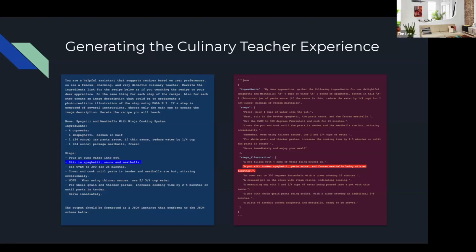So we see here, for instance, I don't know if it's easy for people to see, probably people watching this is going to be better, but one of the instructions was just stir in spaghetti sauce meatballs. If you just give that to DALL-E, it doesn't know how to draw that, but then you can see that the actual instruction that we sent to DALL-E 3 was a pot with broken spaghetti, pasta sauce, and frozen meatballs being stirred together. So it's a way better prompt. So DALL-E would come up with something more pertinent to our recipe, not some crazy picture.